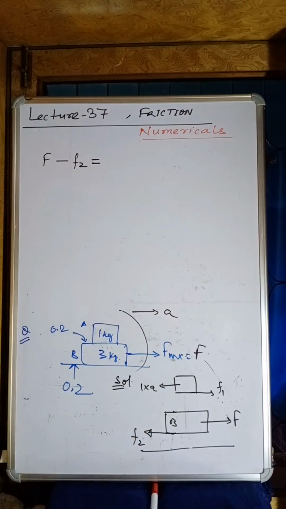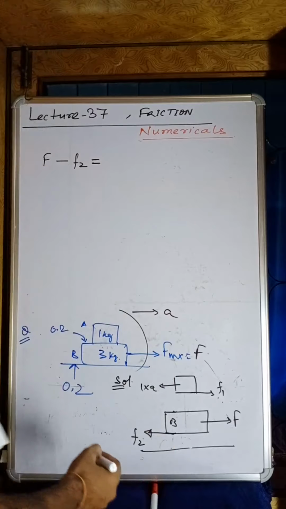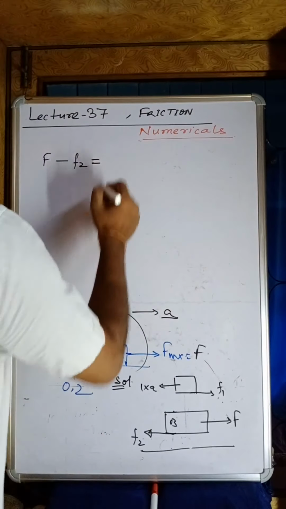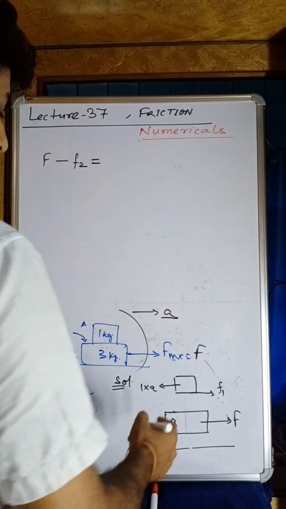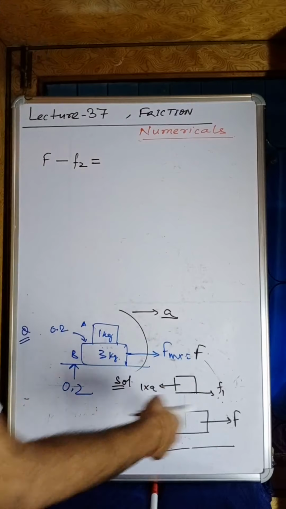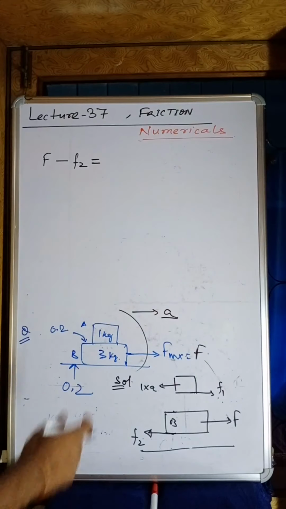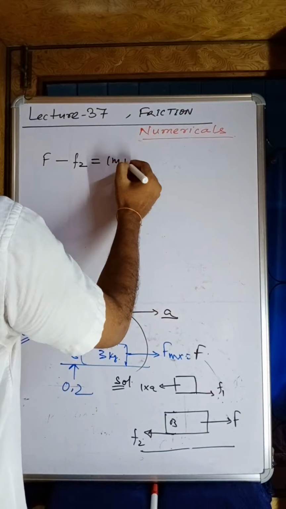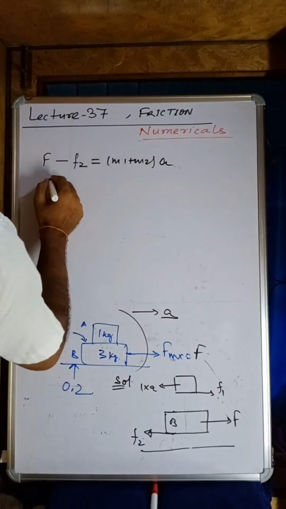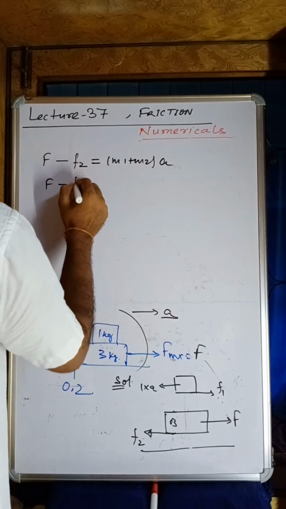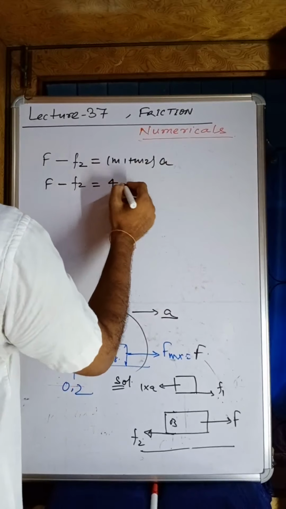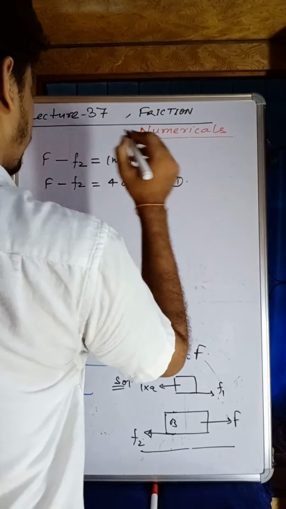Now look here. We have written the equation as mass times acceleration, the acceleration we will find out. And how much is the mass of this body? The entire system is moving with some acceleration, so the mass is m1 plus m2. So F minus F2 is equal to (m1 plus m2) times a. This is the first equation.